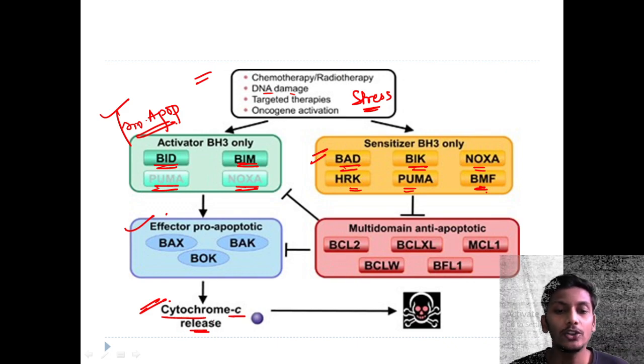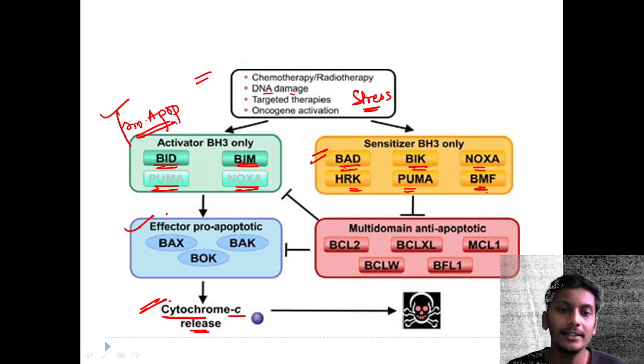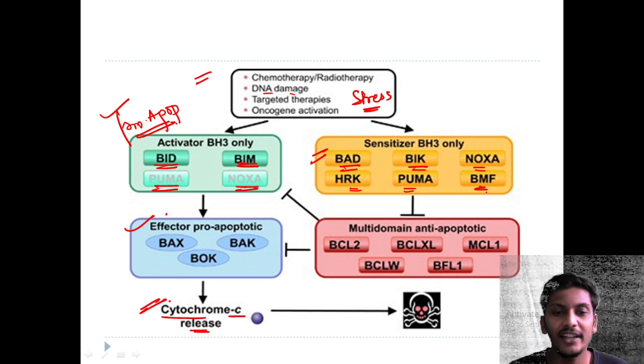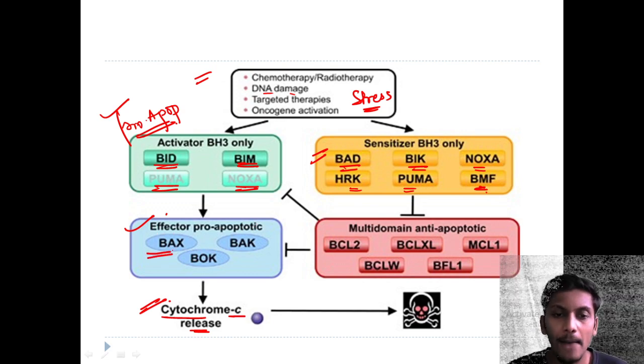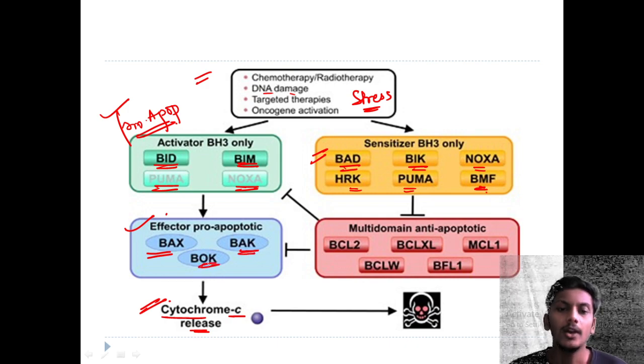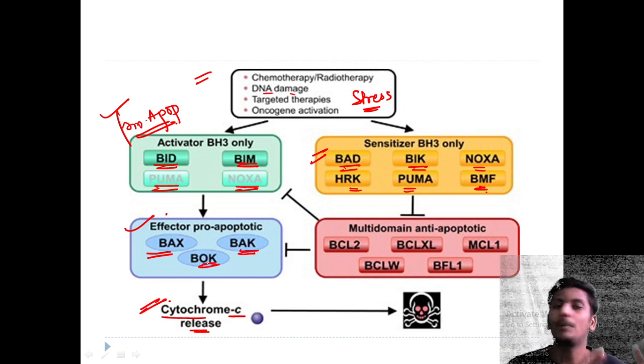So this cytochrome C is released due to what? These are released due to the activation of effector pro-apoptotic factors. And what are these effector pro-apoptotic factors? These are BAX, BAK and BOK. Okay, all of these together are known as your pro-apoptotic factors.